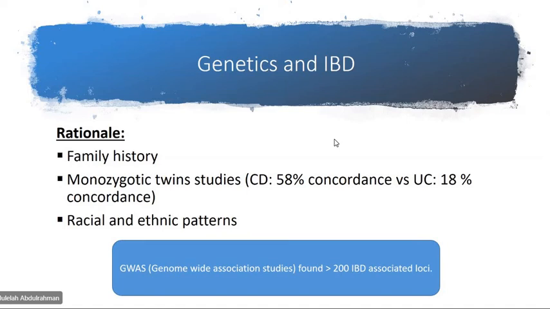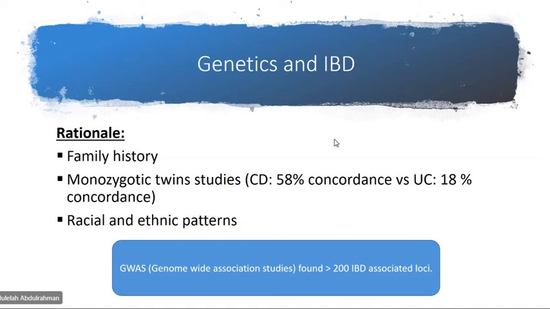And as well, the third reason why we think genetics plays a role is the racial and ethnic patterns. I believe most of you know that there is a certain ethnic group, mainly Ashkenazi Jews, so not all Jews, Ashkenazi Jews have a higher tendency to develop Crohn's disease specifically.